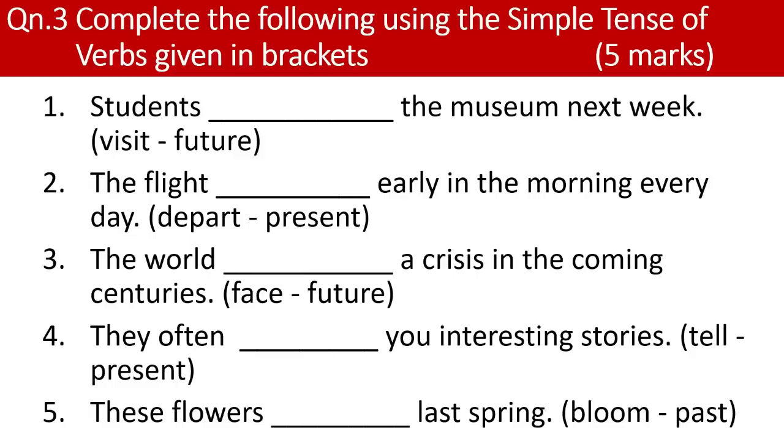They often, blank, you interesting stories. The verb is tell and the tense is simple present. These flowers, blank, last spring. The verb is bloom and the tense is simple past. These are the 5 sentences where you need to fill using the simple tense of whatever is given in the brackets. Let us now check the answers.